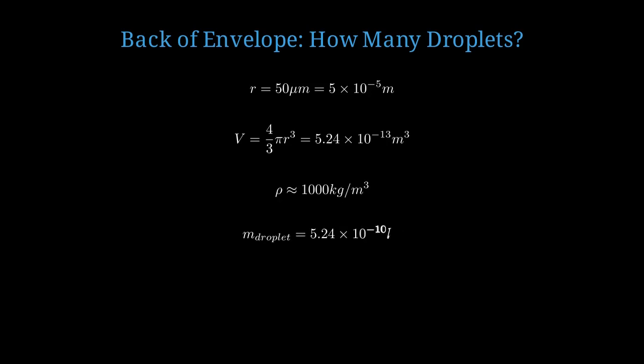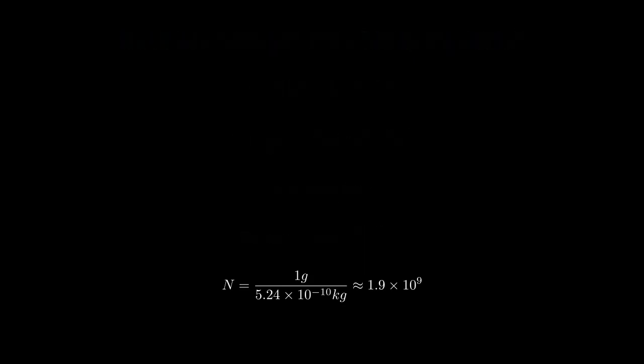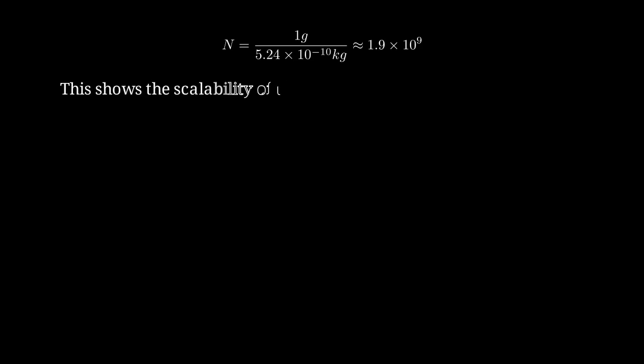The mass of one droplet is 5.24 times 10 to the negative 10 kilograms. To get 1 gram of material, we need approximately 1.9 billion droplets. At 10,000 droplets per second, this would take about 53 hours of continuous operation. This calculation shows that while the droplets are tiny, the approach is absolutely scalable for practical material synthesis.